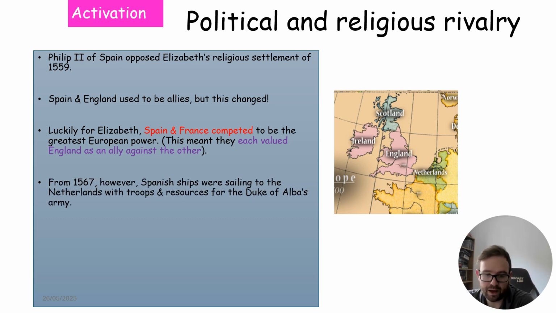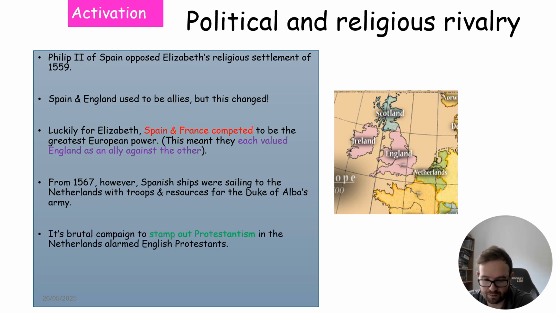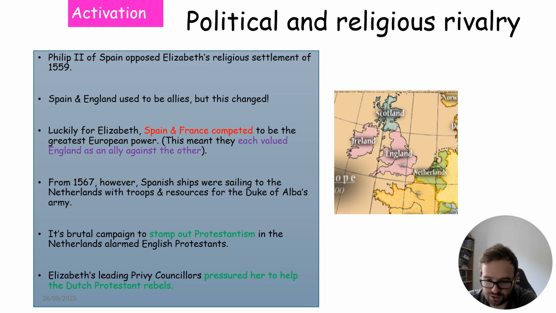Now, from 67, the Spanish ships are going to the Netherlands with resources and troops for the Duke of Alba's army, and this is a brutal campaign to stamp out Protestantism. And Elizabeth's Privy Councillors really want Elizabeth to help out these Protestants. She is seen as the leader of the Protestant religion at this point, because England is the most powerful Protestant nation. Yes, I know it's a religious settlement, a middle way, but it's essentially Protestantism with a sprinkle of Catholicism. So Elizabeth is very wary of taking this fight, because it's one she really would struggle to win.